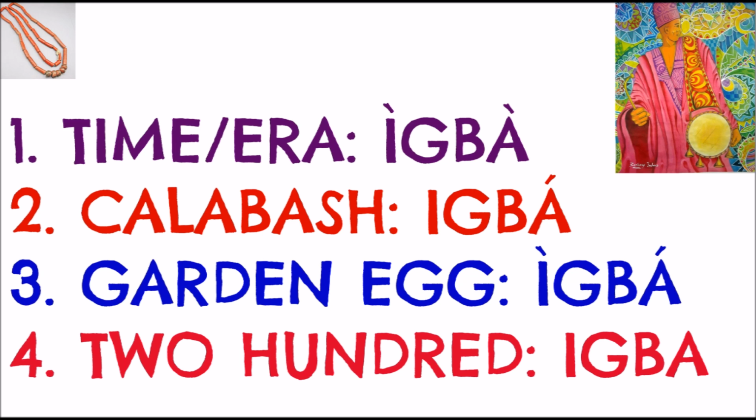Igba now, it is re-mi. So igba, re-mi. Remember I told you that we don't put any accents on syllables that have re, like e, re, e, re. Remember, it's different from the e in time.